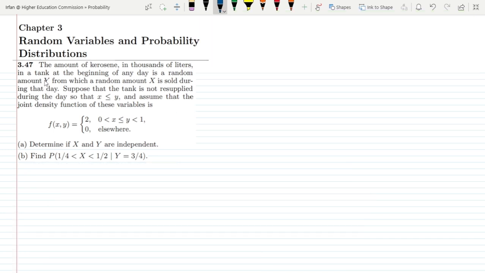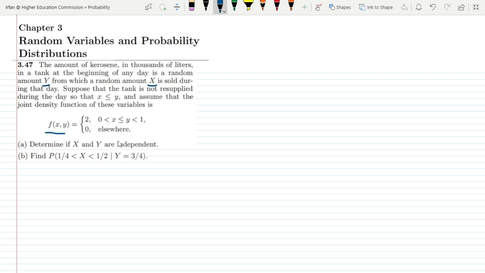So this is question 3.47, and the statement of it is: the amount of kerosene in thousands of liters in a tank at the beginning of any day is a random amount y, from which a random amount x is sold during that day. Suppose that the tank is not resupplied during the day, so that x is less than or equal to y, and assume that the joint density function for these variables is given by f(x, y), which is 2 for the ranges of x greater than 0 and less than or equal to y, and y greater than or equal to x and less than 1, and 0 elsewhere.